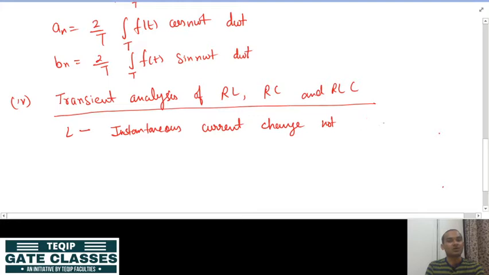Similarly, if you talk about the capacitor, it does not allow instantaneous voltage change. So, these properties of inductor and capacitor also have to be taken into consideration, or kept in mind, while analyzing or drawing the waveforms of power electronic circuits. So, this was about the prerequisites required in the study of this subject.